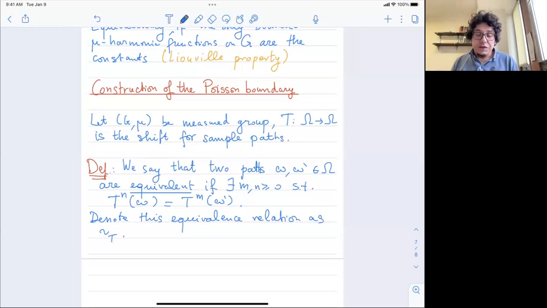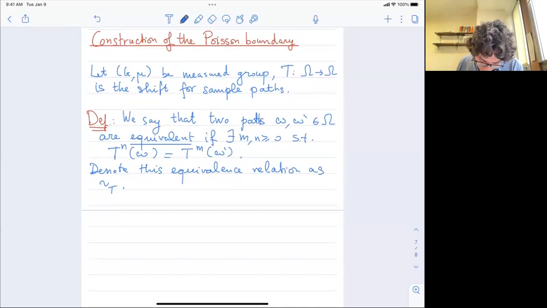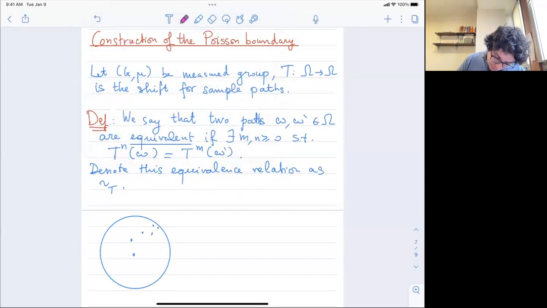You see, this is the first thing that would make sense to think about, because you want to say what is the boundary behavior of the walk. Suppose you have two paths, like a blue path and a pink path, and suppose that at some point the two paths coincide, and then they coincide forever. Well, then obviously, whatever the boundary behavior is, it makes sense to say that the boundary behavior of both paths is the same. That's a natural equivalence relation.